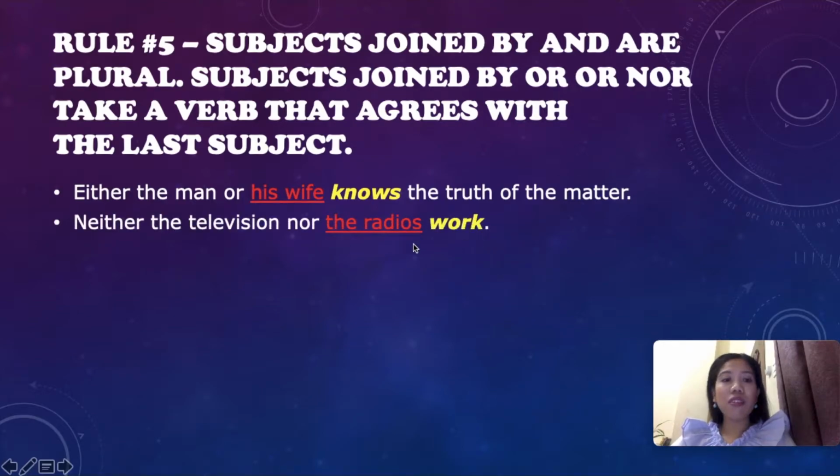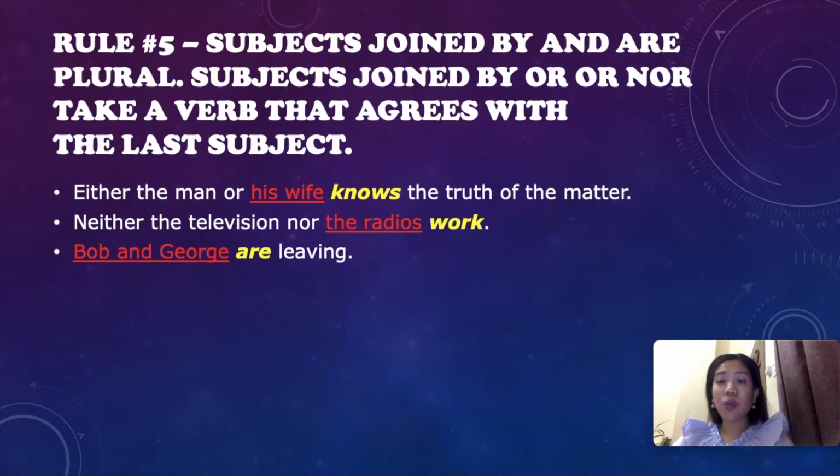Next, "Neither the television nor the radios work." Again, it's "or" or "nor". We look at the last subject. The last subject is the radios. Thus, we again look back to rule number 1, opposites attract. So with S, no S. It is plural here, so our verb form should be in plural, which should not have an S.